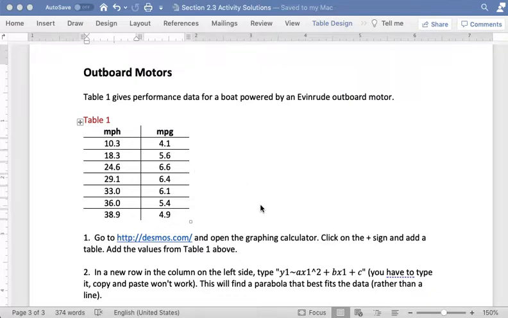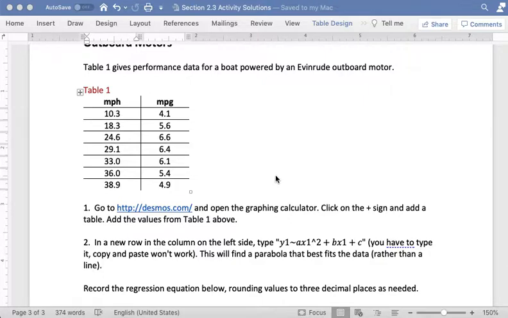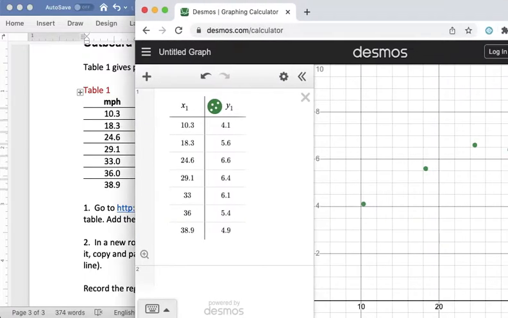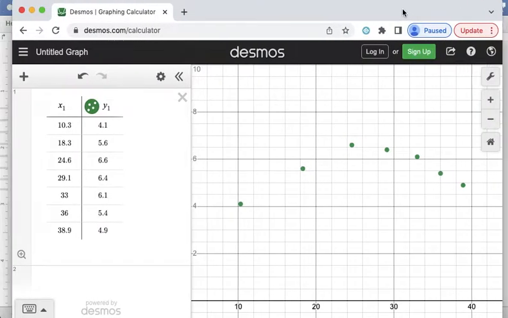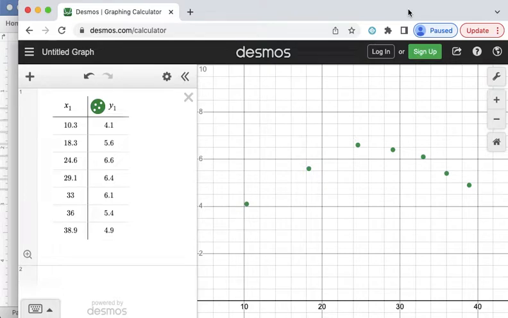Our first step is to open the Desmos.com graphing calculator and add the table to the calculator. I've already done that for the sake of time. This is what that looks like. Here is my graph, my points, and my table.